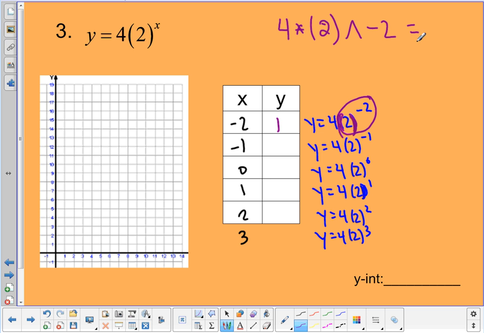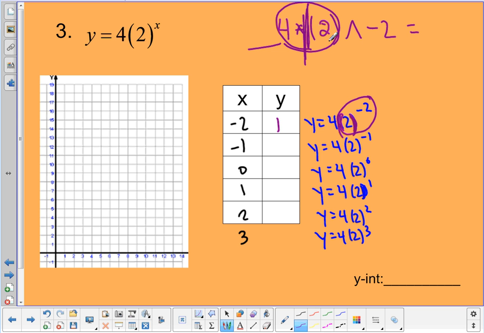That's how I would type that in there. Okay, and you should get 1 for a value. If you're not getting 1, then your calculator might be doing something a little different. You need to be careful that you do not multiply these together first, because the 4 is not being taken to the power, only the 2 is.